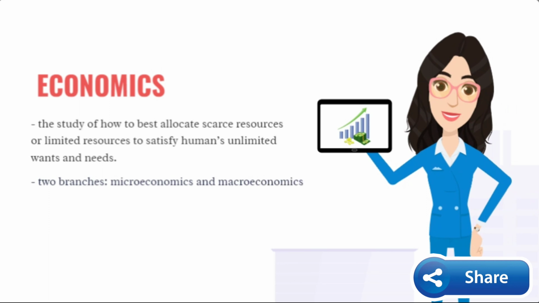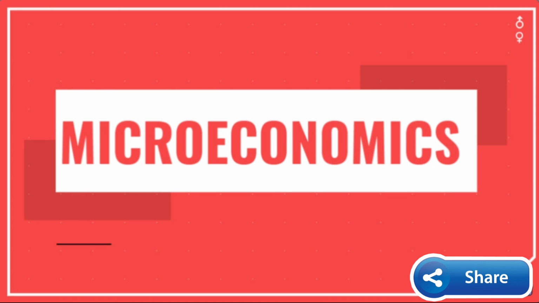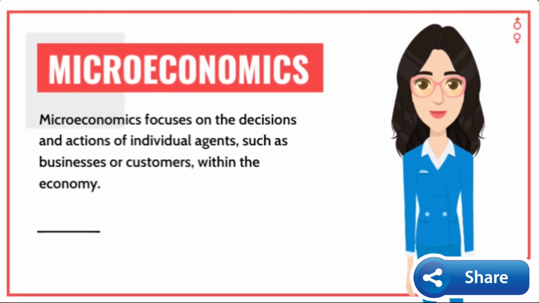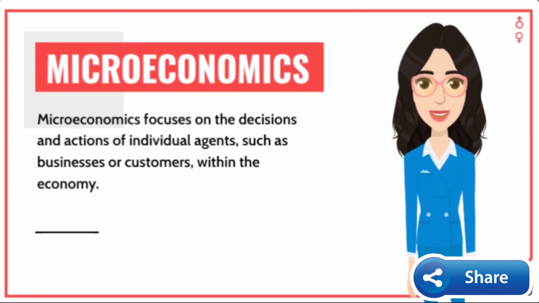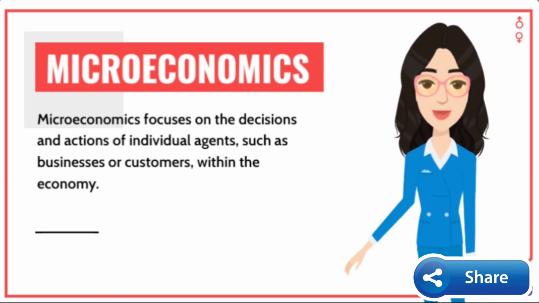Economics is the study of how to best allocate scarce resources or limited resources to satisfy humans' unlimited wants and needs. And there are two main branches of economics, microeconomics and macroeconomics. So now let's first discuss microeconomics. From the word micro, it means small or individual scale. Therefore, microeconomics focuses on the decisions and actions of individual agents, such as businesses or customers within the economy.